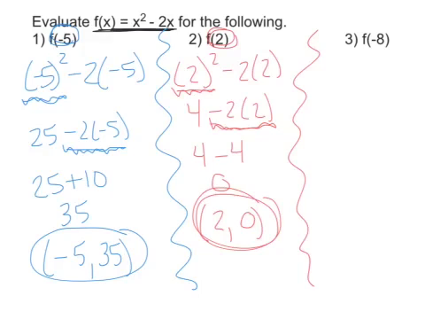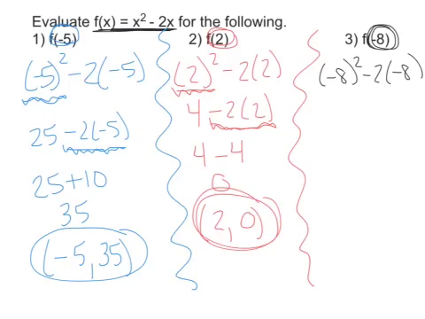Okay, in the last example, why don't you pause the video, try it on your own, then come back and watch it and see what you get. So this one we have f of negative 8. So we're going to plug in negative 8 in place of the x this time. So we're going to have negative 8 squared minus 2 in place of x is negative 8.